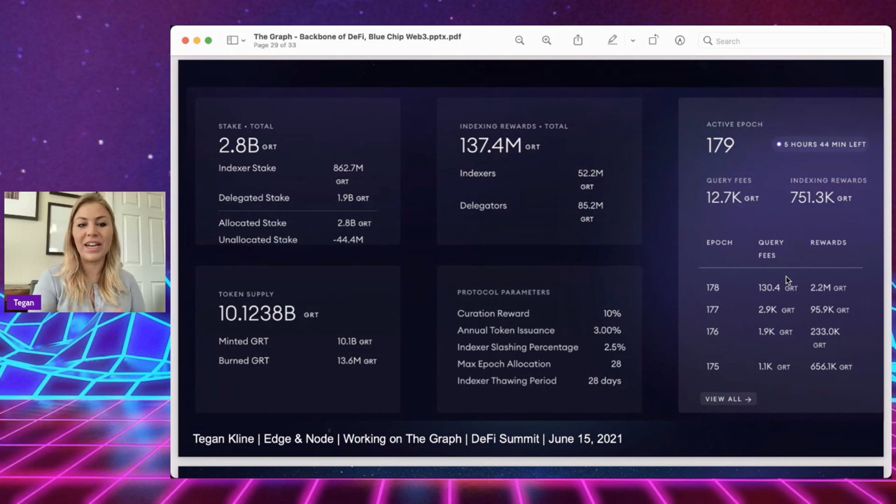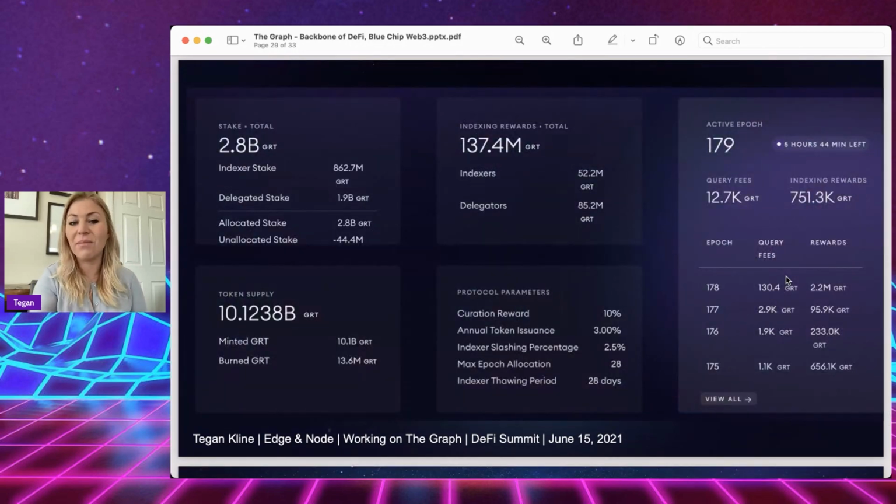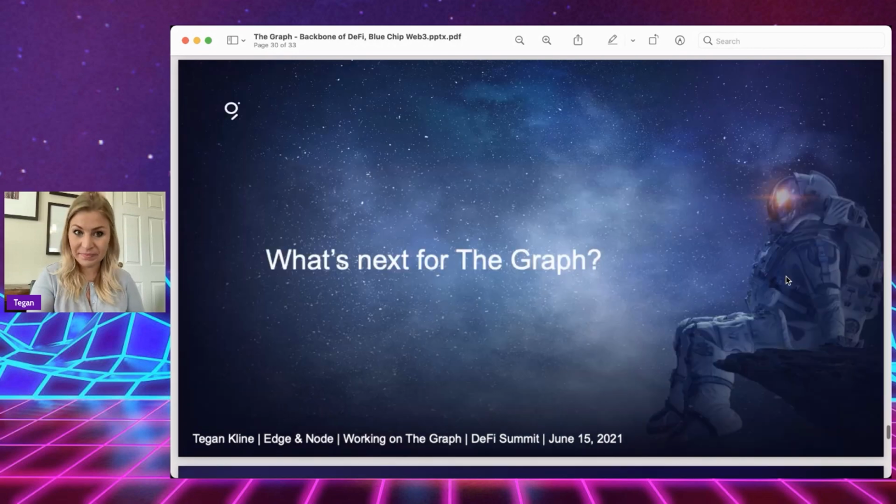So this is quite a high number, so 28% currently staked in the Graph network. You can see more of this at thegraph.com if you're interested. And you can also see the different indexers and which subgraphs they are indexing.